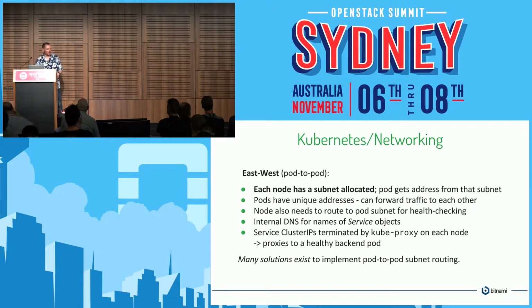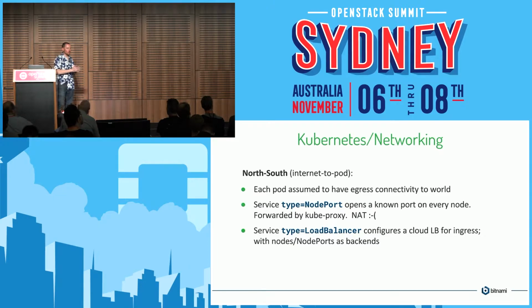All right. For internet to pod, each pod is assumed to be able to access the internet. You could obviously set it up where that's not the case, but that's the assumption. That's how most Kubernetes clouds are set up. And so pods will often just assume that they can fetch something from the internet, or the Docker daemon on the host will assume that it's able to download a Docker image off Docker Hub or gcr.io or something.